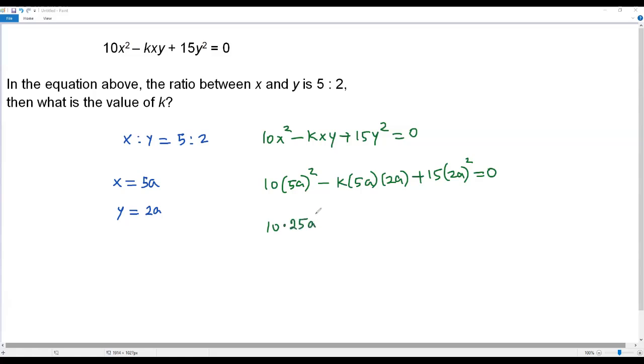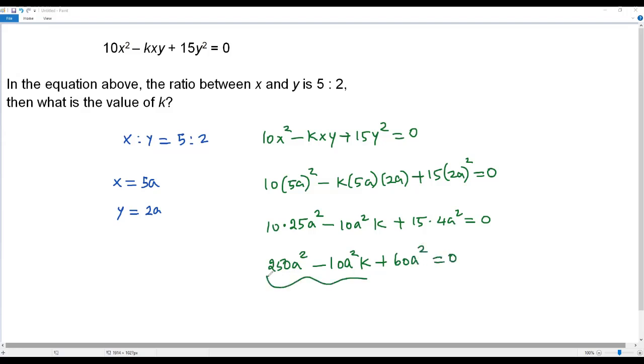So I'm getting 10 times 25a², minus, when I multiply 5a and 2a, I get 10a² because 5 times 2 is 10 and a times a is a². And we already have k over here, so we write k as it is, plus 15. When I take the square of 2a, it becomes 4a². That is 15 times 4a² equals 0. Now when I multiply 10 and 25, I get 250a². Minus 10a² times k, plus 15 times 4 is 60a², equals 0.